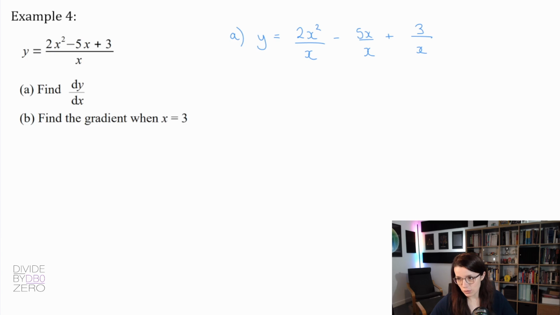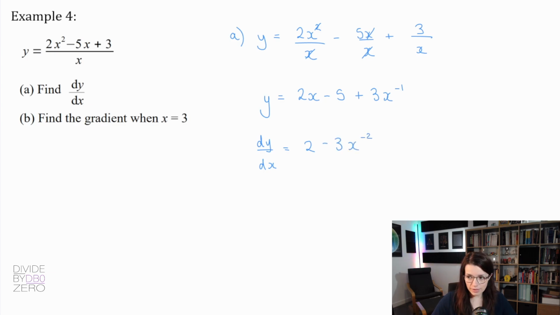So we could cancel an x from the top and the bottom there, could cancel an x here and here, which means y is actually equal to 2x minus 5 plus 3x to the power of minus 1. This makes it a lot easier to differentiate. So when you do dy dx, you're going to get 2 from 2x, minus 5 disappears, and then the last term is going to become minus 3x to the minus 2.